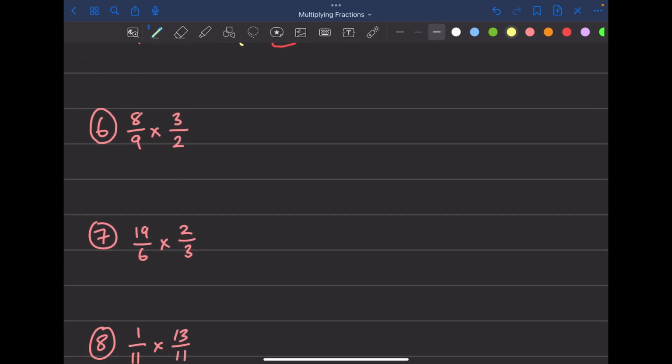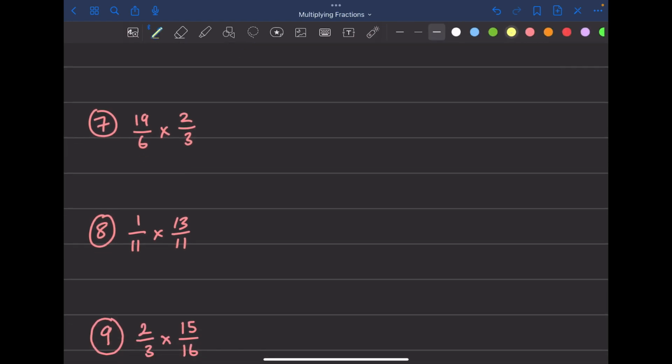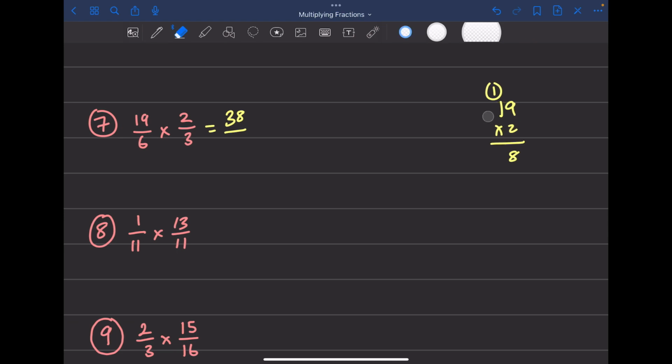Question number 6, super simple. 8 times 3 is 24. And then 9 times 2 is 18. That's it. We are done. Question number 7, 19 times 2. This one's pretty difficult. I'm going to do it in my head first, and then on the side. So 19 times 2 is 38. I know it from experience, but if you have trouble finding this, we can do it on the side. First we do 2 times 9, which is 18, so 8 and carry the 1 over. And then 2 times 1 is 2, plus 1 is 3. So that's our answer.